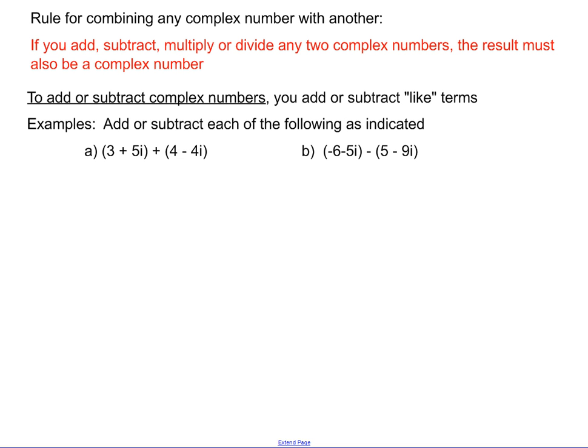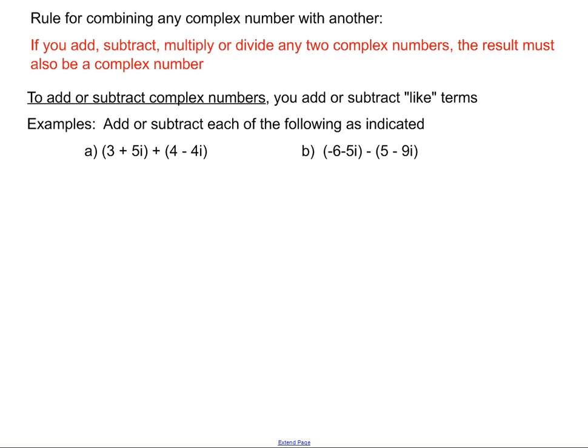If you add, subtract, multiply, or divide any two complex numbers, the result must also be a complex number, and we write it always in standard form. So let's talk about addition and subtraction. Addition and subtraction is probably the easiest of all of these, because if we want to add two complex numbers, we add or subtract like terms almost exactly in the same way that you would add or subtract like terms when it comes to polynomials.